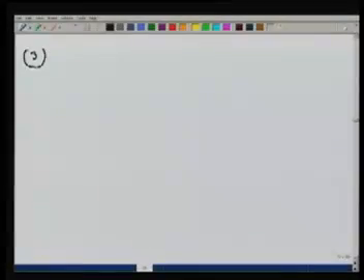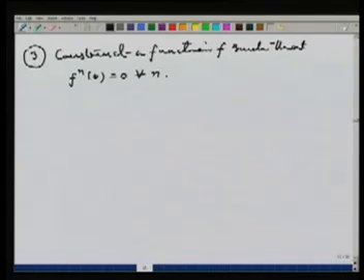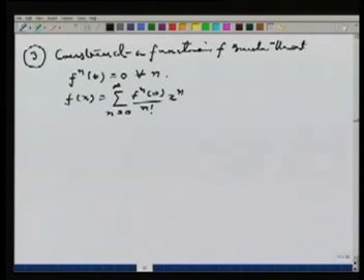So this is my example 3. Try to construct a function f such that f^(n) at 0 is 0 for all n. Suppose I do this, then the Taylor series converging to the function would mean that f(x) equals the summation n from 0 to infinity f^(n)(0) divided by factorial n times x to the power n. But I know that f^(n)(0) is 0. That means the right hand side is actually equal to 0.